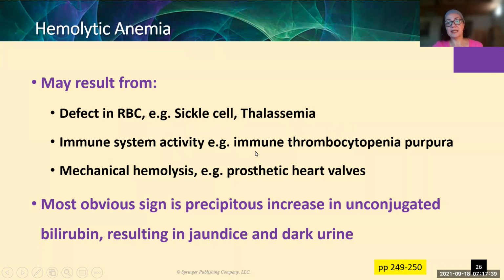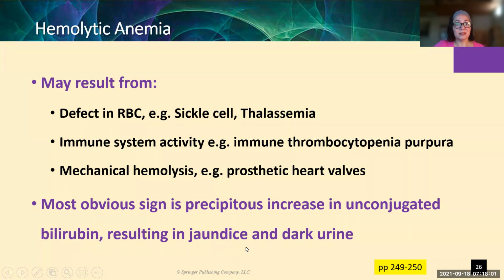Immune thrombocytopenia purpura comes to mind. Mechanical hemolysis, prosthetic heart valves. They're rough on the red blood cells. If something comes on precipitously, the most obvious sign is you have this big increase in unconjugated bilirubin, which I'll explain in a moment.